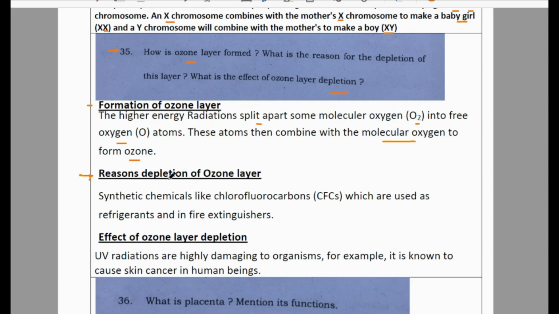Reasons for depletion of ozone layer. Synthetic chemicals like chlorofluorocarbons CFCs, which are used as refrigerants and in fire extinguishers. Effect of ozone layer depletion. UV radiations are highly damaging to organisms. For example, it is known to cause skin cancer in human beings.